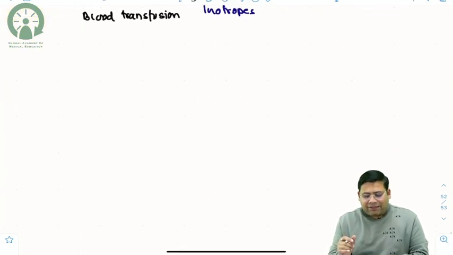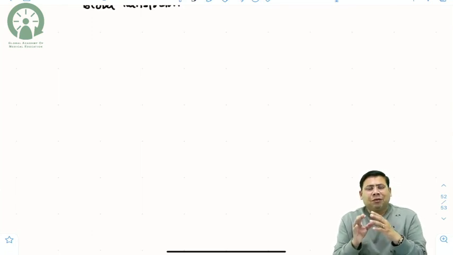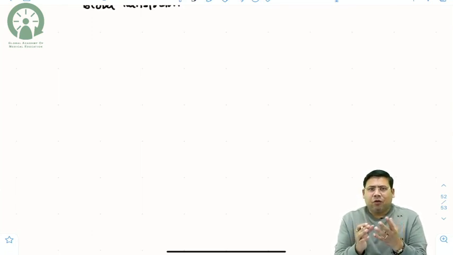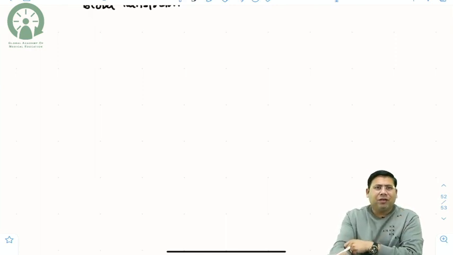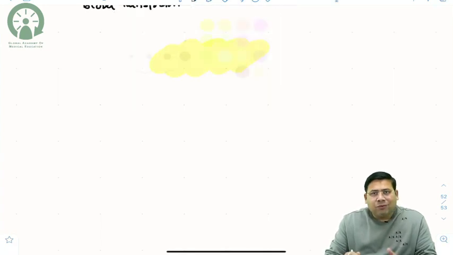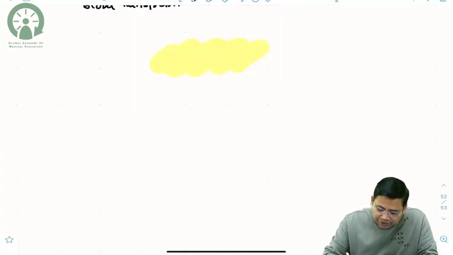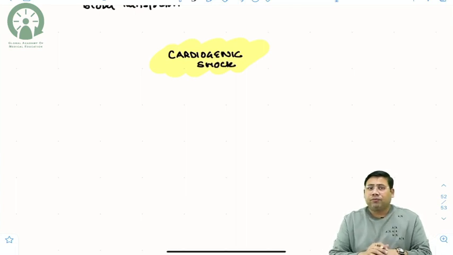Now the next 10-15 minutes I am going to devote to the basic understanding of the different types of shock. Neurogenic shock I have just completed in front of you, so I don't need to teach it again. So basically I am going to teach you the other forms of shock. So the next is, let us talk about cardiogenic shock. What is the concept of cardiogenic shock? How is it important for you?